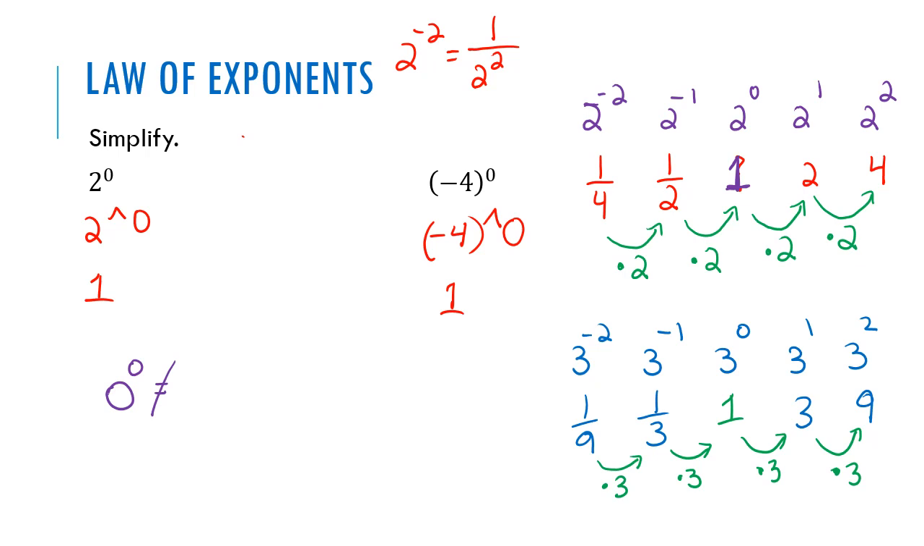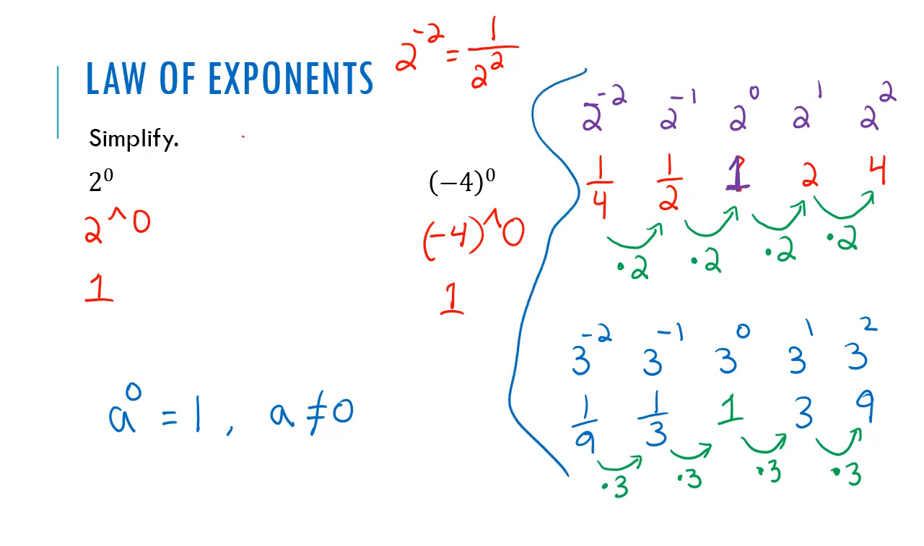So we can say over here that our property is a to the 0, so any number to the 0 power is 1, but a is not allowed to be 0. So that's the only number that doesn't work. But that's the why that number always ends up being 1.